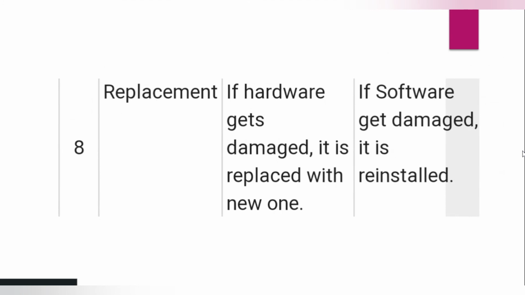Now next is replacement. Replacement of hardware: if hardware gets damaged, it is replaced with a new one. Yes, if hardware gets some breakage or a wire needs replacement, that device can be replaced with a new one. But what about software? If software gets corrupted or damaged, it is reinstalled. The only thing we can do with software is reinstall it on our device.